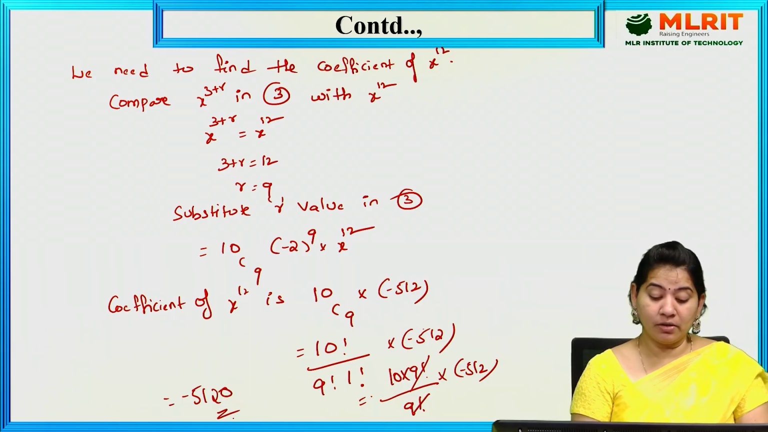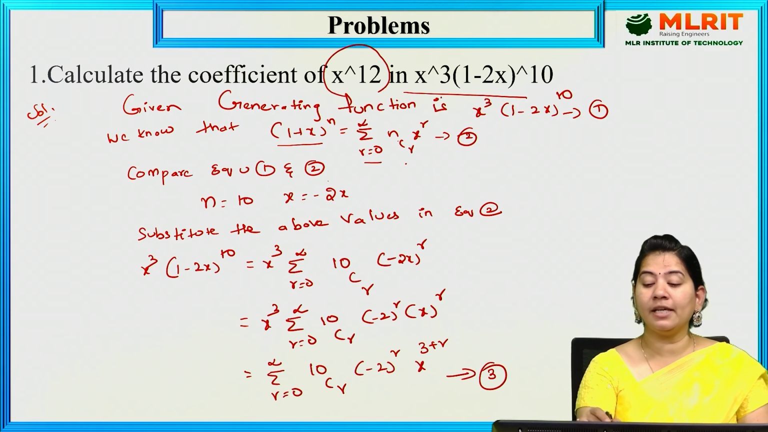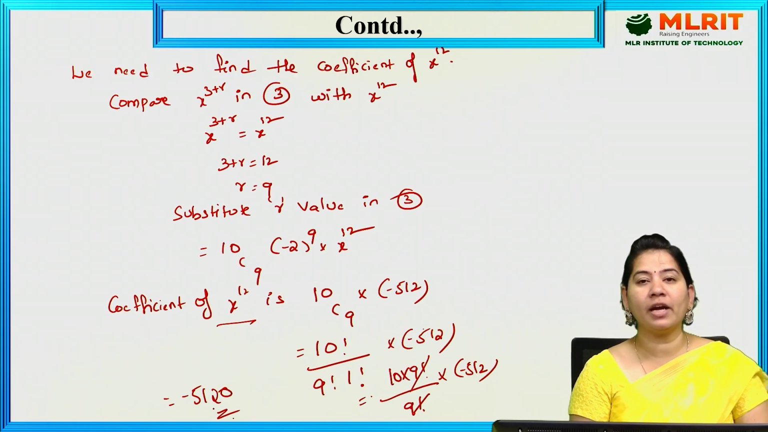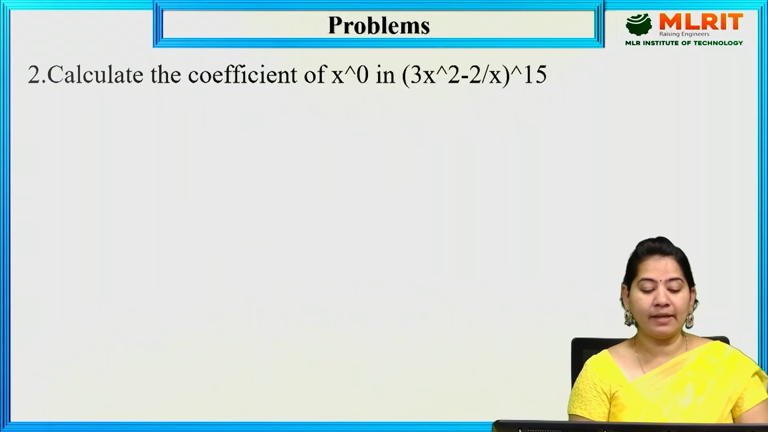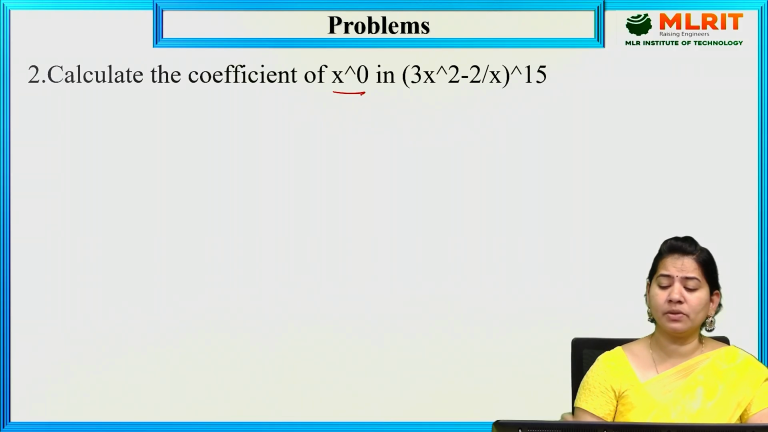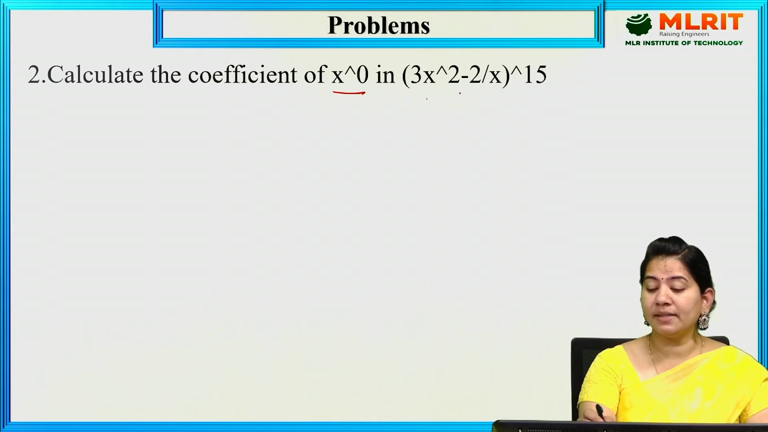The coefficient of x power 12 in x cube into 1 minus 2x whole power 10 is minus 5120. So next we have another question here. Calculate the coefficient of x power 0 in 3x square minus 2 by x whole power 15.